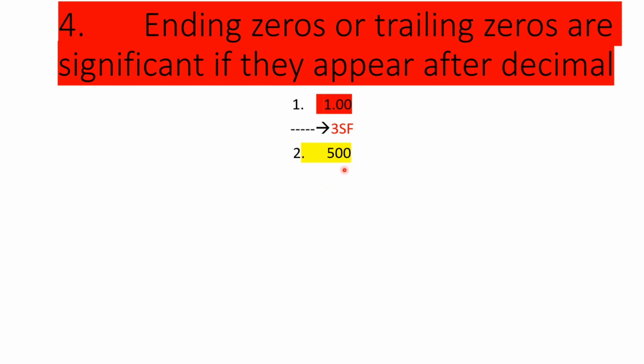500 is a non-decimal number. So therefore, how many significant figures? It is just one significant figure. The next example is the decimal 0.150. So you have to count the ending zeros. The first zero should not be counted. The ending zero is counted. Therefore, three significant figures.